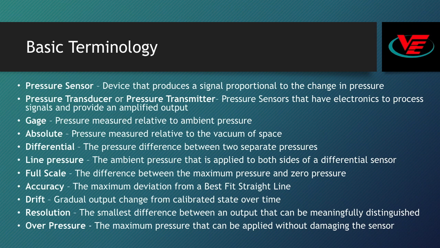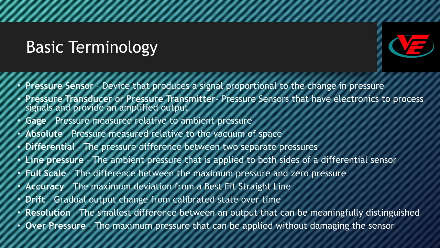The full scale of a sensor is the difference between the maximum pressure and the zero pressure. If a pressure sensor measured up to 100 psi, the full scale would be 100 psi. Accuracy is the maximum deviation from a best fit straight line, and I'll also be going over this later in the video. Drift is the gradual output change from the calibrated state over time.